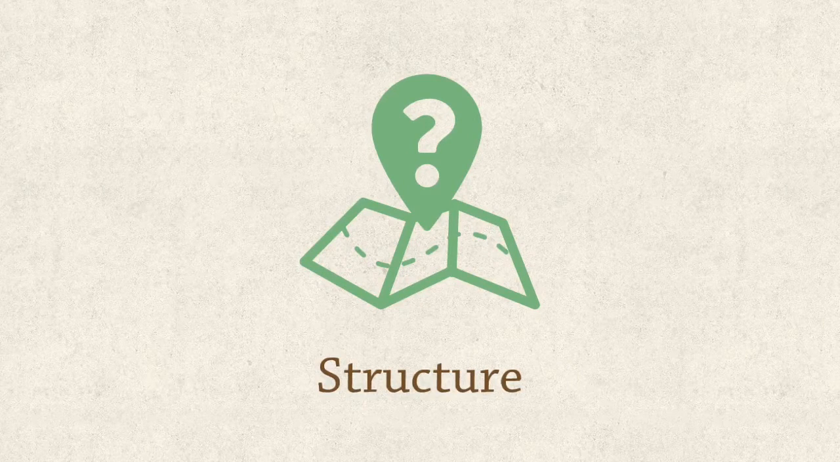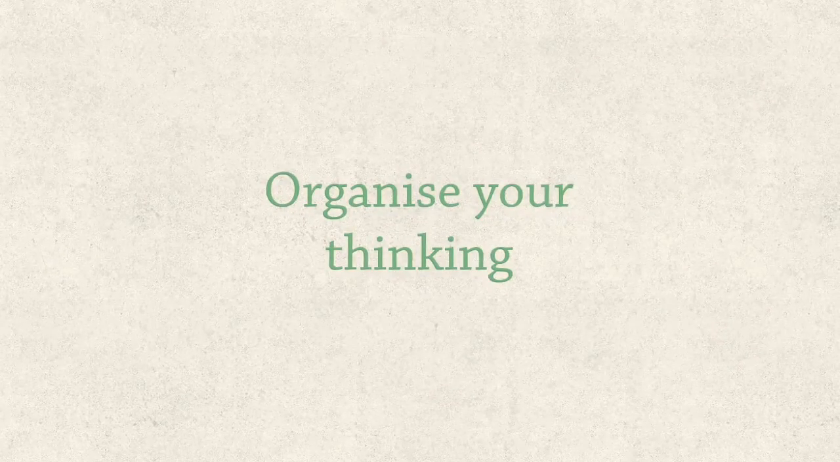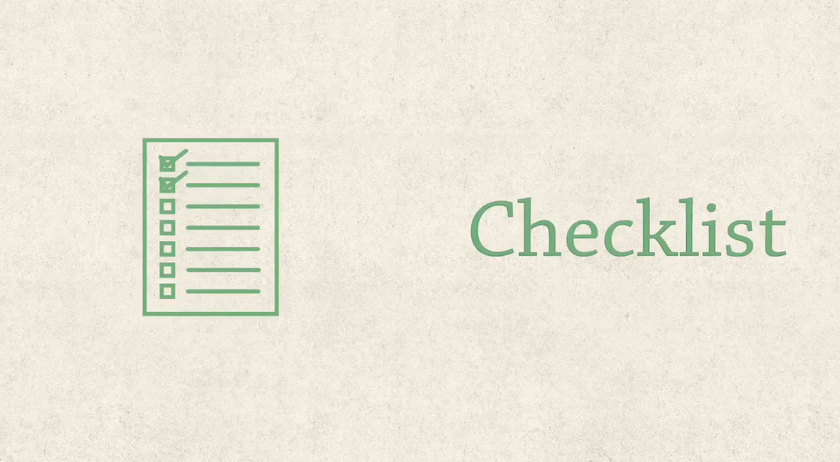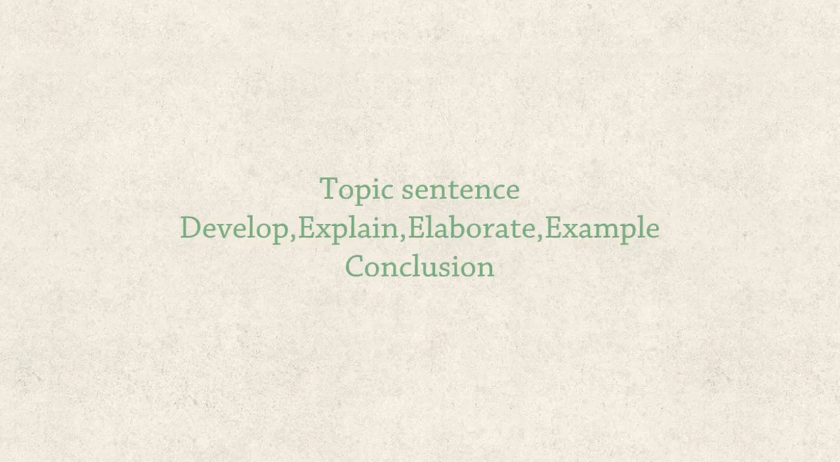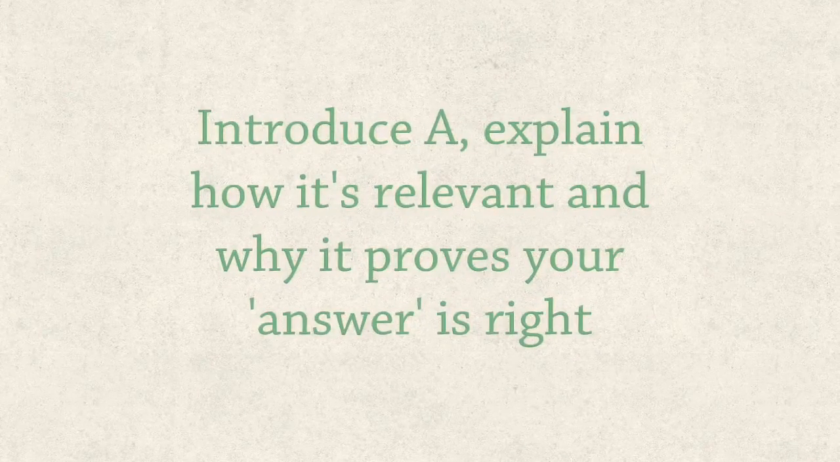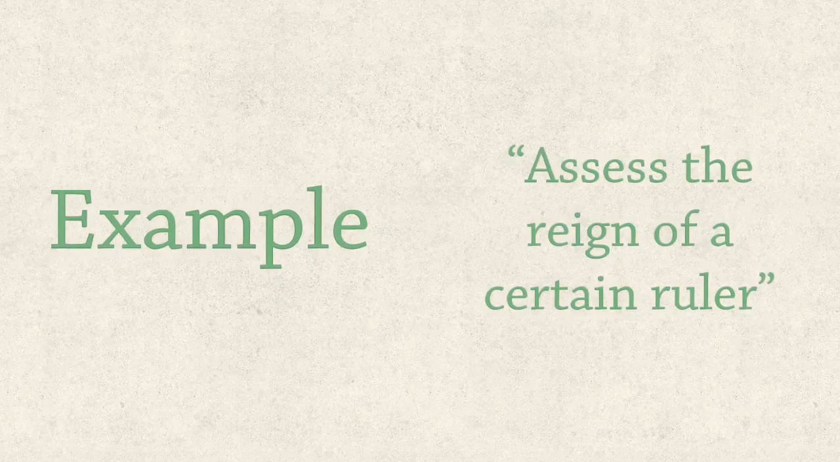So the structure is kind of like a roadmap, which helps you place your ideas in the right context, and most of all, it helps to organize your thinking and provide you with a checklist to make sure you haven't missed anything crucial. So what is the structure of a paragraph? A paragraph should start with the topic sentence, followed by you developing, explaining, elaborating, and giving supporting examples, followed by a conclusion. In other words, you introduce example A, explain how it's relevant and why it proves your answer is right.